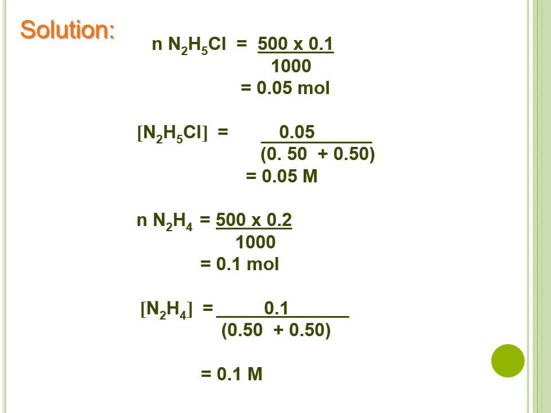Next, we find the number of moles of hydrazine. N2H4 is 0.2 molar multiplied by the volume, 500 over 1,000 ml. This is 0.1 mole. 0.1 mole divided by the total volume of 1 liter makes the concentration of hydrazine 0.1 molar.